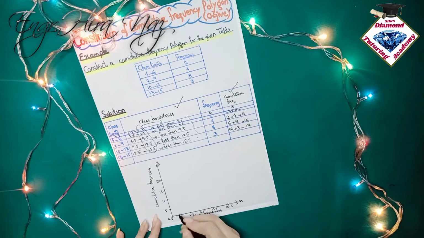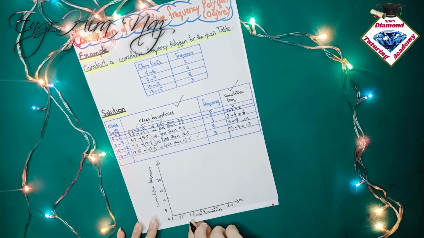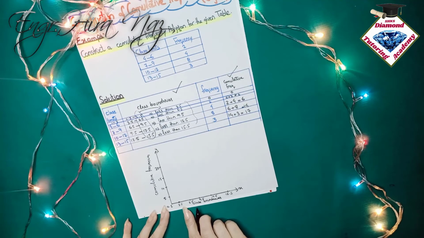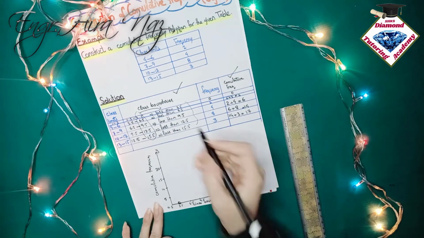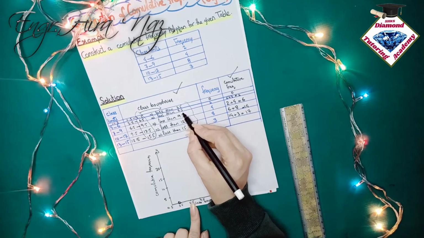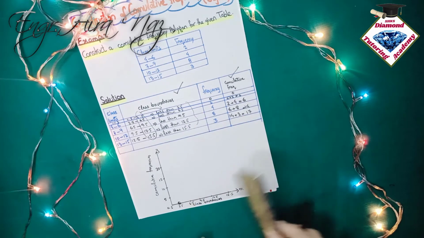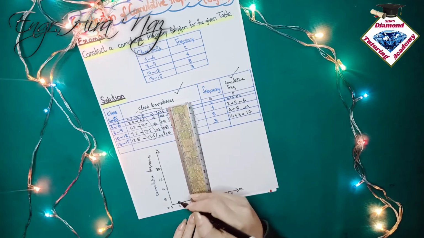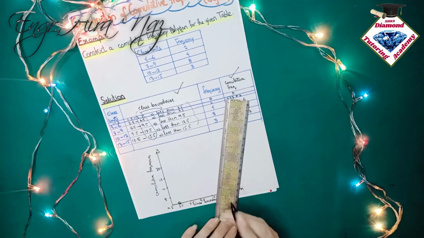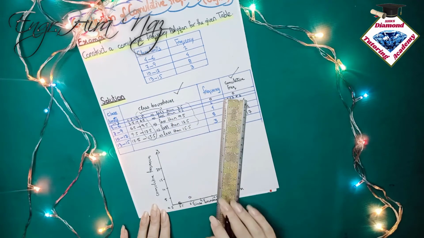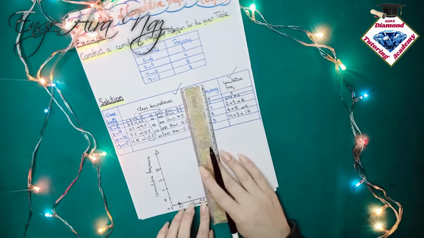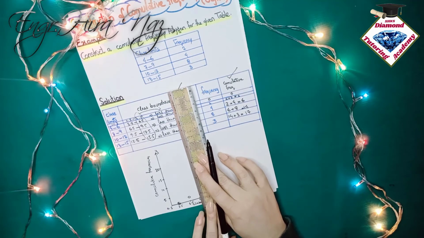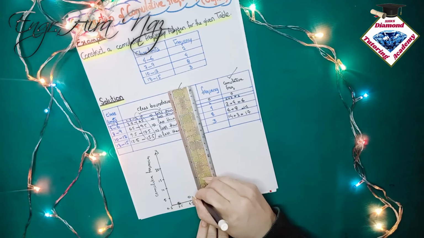Now you can see at class boundary 3.5, cumulative frequency is 0. So mark here 0. Next is 6.5. At the 6.5 class boundary, our frequency is 2. So 2 lies somewhere here. Next is 9.5. For the 9.5 class boundary, our frequency is 6. So mark like this. Here is 5 and 6 almost here.